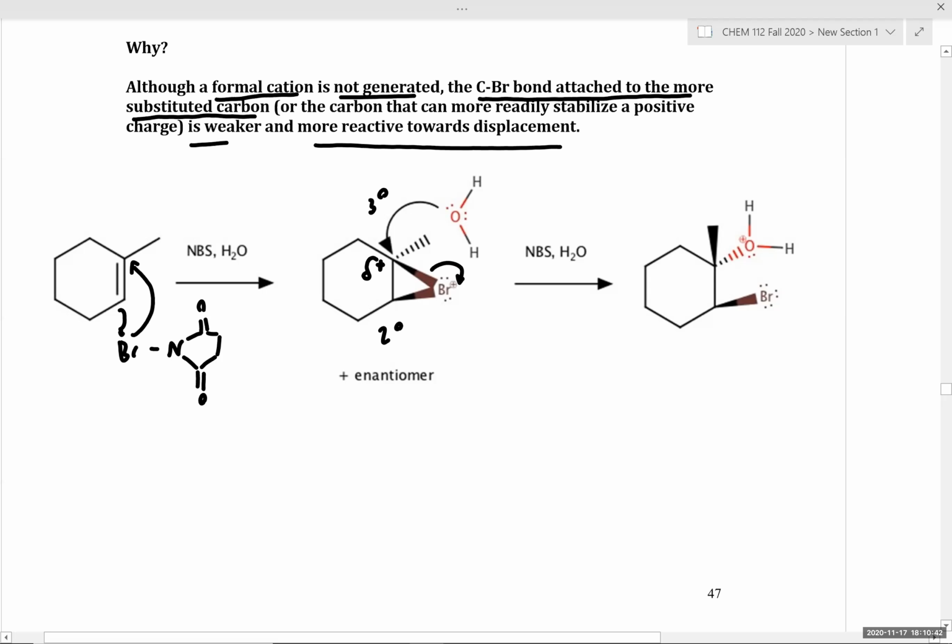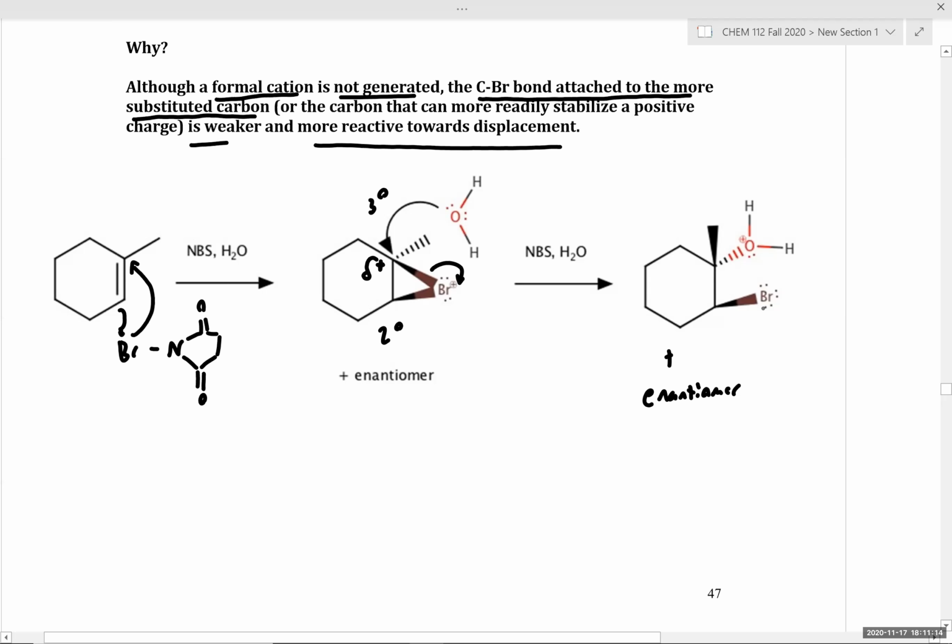We are not making a formal carbocation. We do not see the typical carbocation shifts that we would observe for mechanisms that go through a carbocation, and we observe a defined stereochemical outcome. So we get a product plus its enantiomer. We do not observe the other regioisomer in significant amounts.